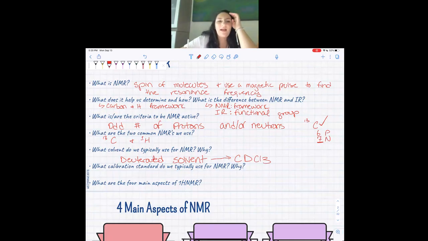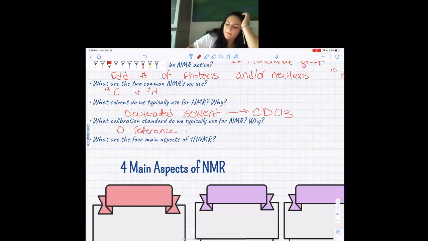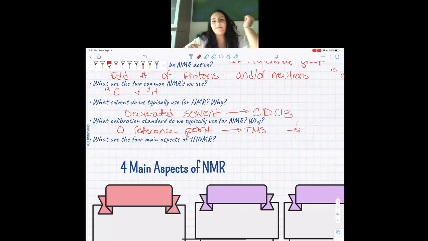Okay, so now we have the calibration standard. What that basically means is when we calibrate an NMR machine, we make it so that everything is equal, right? So our zero reference point is the calibration standard, and it is TMS, which stands for tetramethylsilane. That looks like this. This serves as the zero point because these methyls are going to be super shielded. So they're really, really shielded, so they're all the way at zero.